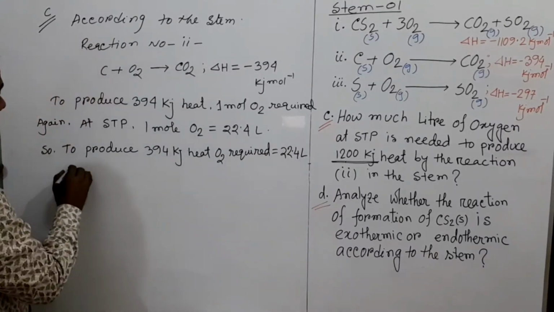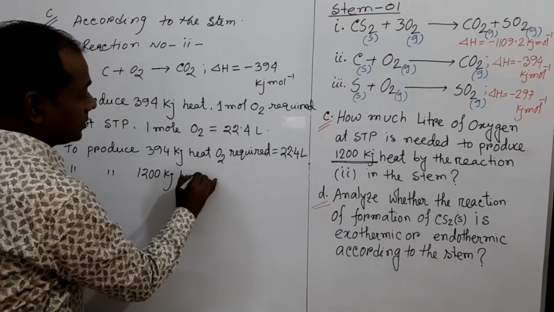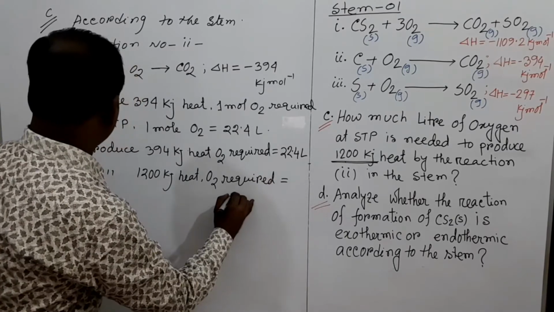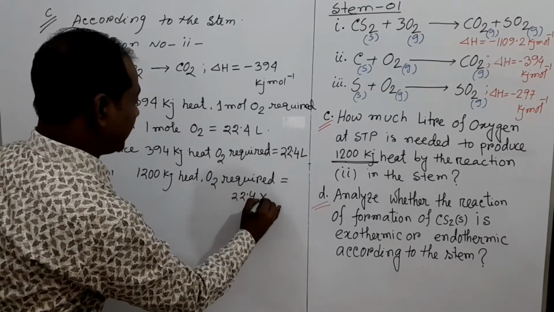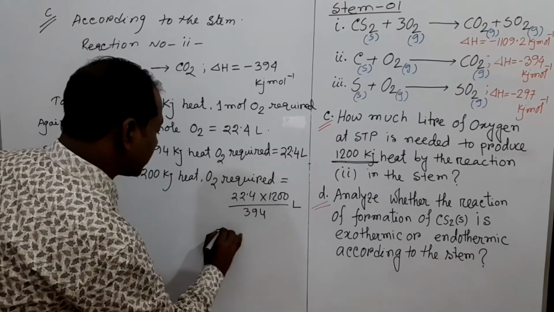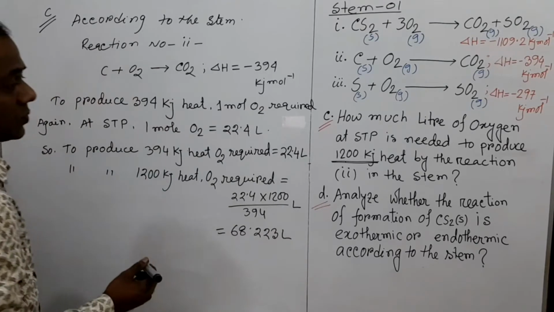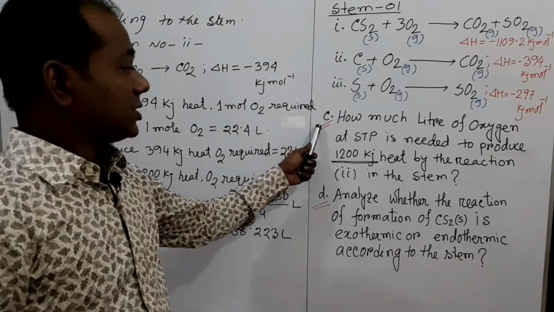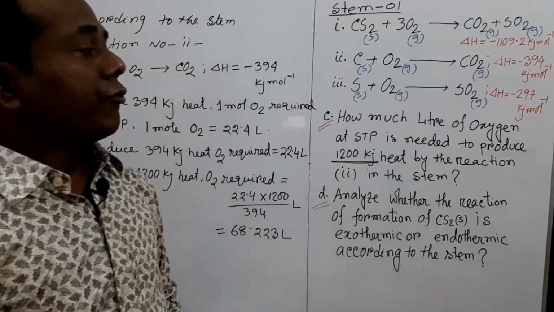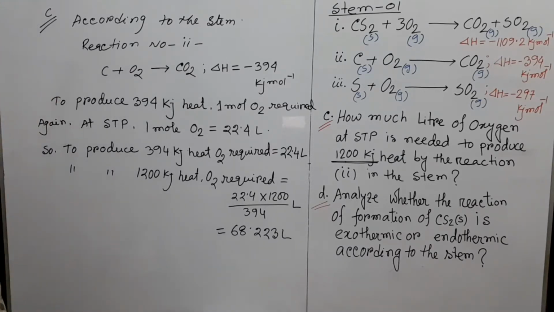And according to our stem, question number C, to produce 1200 kilojoule heat, oxygen required is 22.4 into 1200 divided by 394 liter, and the answer is 68.223 liter. So, from question number C, we get the answer: to produce 1200 kilojoule heat by reaction number 2, 68.223 liter oxygen is required.